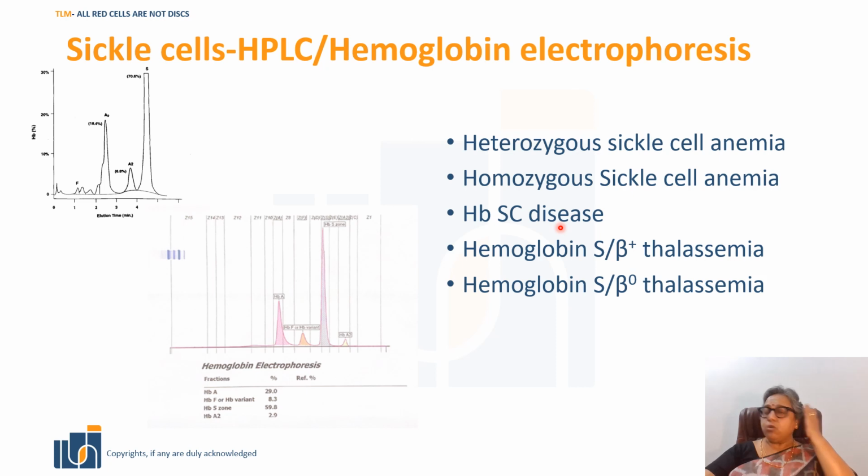So for the diagnosis of sickle cell anemia, you need to have either hemoglobin electrophoresis or an HPLC. So these are the three different types of cells that we discussed: the irregularly contracted cells, the sickle cells, and the spherocytes.